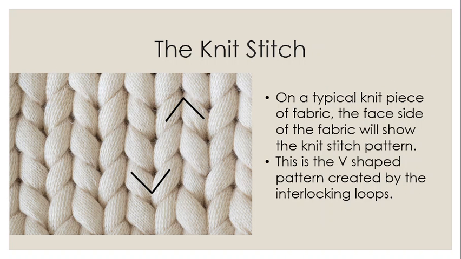The knit stitch. On a typical knit piece of fabric, the face side of the fabric will show the knit stitch. The knit stitch looks like this little V shape right here. And you can see it's a loop. This is the front side of the loop, and it's going underneath this part in the back here. You can't see it, but it's in there, which is the other loop coming out of it, and then another loop coming out of it. This V-shaped pattern is created by the interlocking loops.